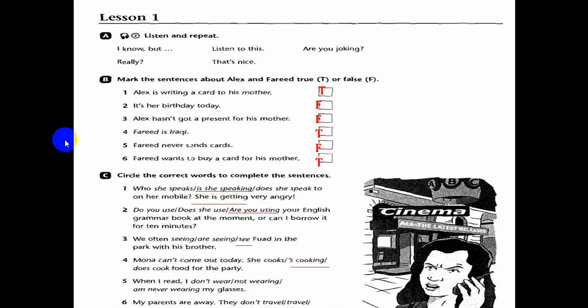Who is she speaking to? On her mobile. She is getting very angry. Number 2.